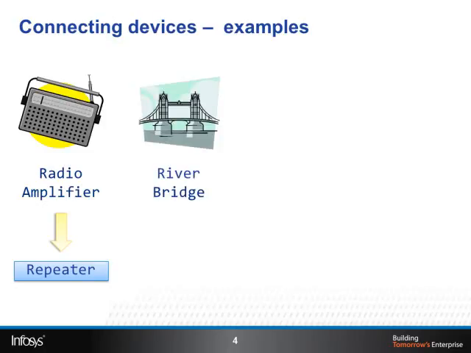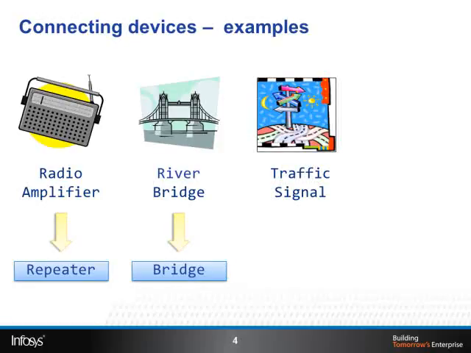Bridges are used for interconnecting places, for example, to cross a river and to get to the other side. This can be considered as analogous to the concept of bridges in the context of connecting devices. Traffic signals are used to direct the traffic and provide smooth flow for the movement of vehicles. Traffic signals can be considered as analogous to the concept of routers in the context of connecting devices.